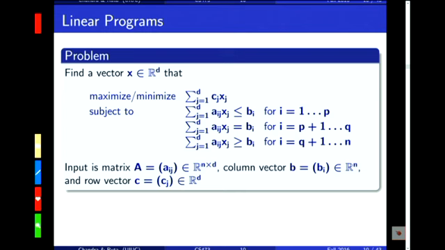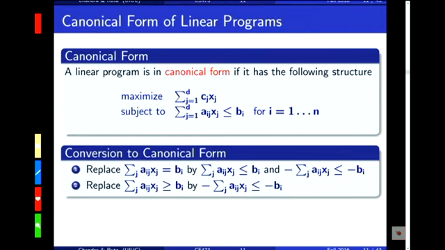If I have an inequality, A less than or equals B, what can I say about minus A and minus B? Exactly. If A is less than or equals B, then minus A will be greater than or equals minus B, right? So if I multiply this constraint by minus 1, making this minus Aij and this minus B, then it will be less than or equals. So given any linear program, you can convert it to a canonical form.